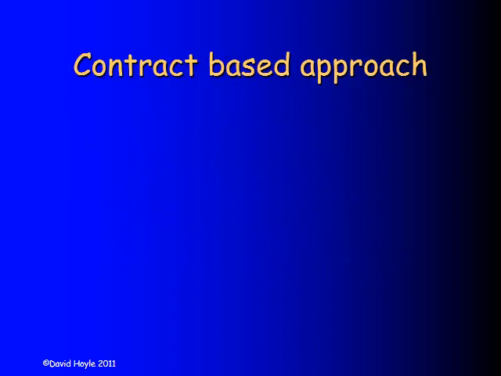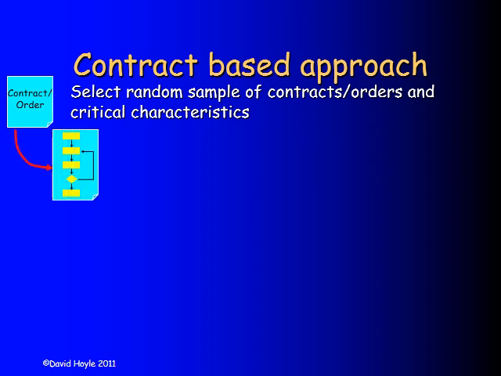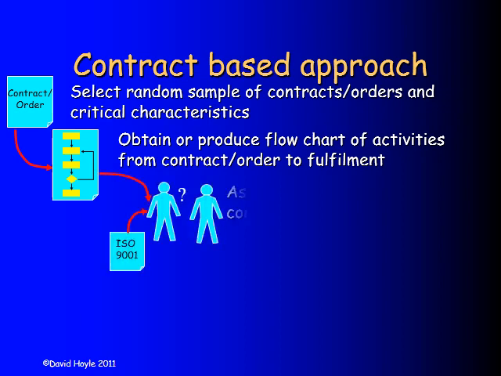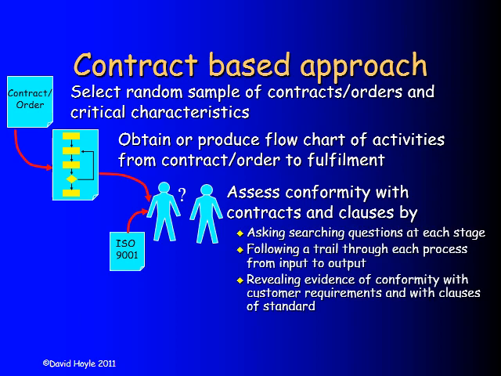Now turning to the contract-based approach. We select random samples of contracts or orders and critical characteristics of specifications, and obtain or produce a flowchart of activities from contract or order to fulfillment. We assess conformity with contracts and clauses by asking searching questions of each stage, following a trail through each process from input to output, revealing evidence of conformity with customer requirements and with clauses of the standard.